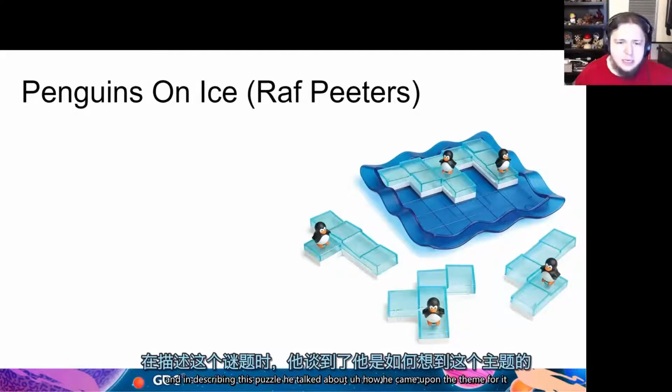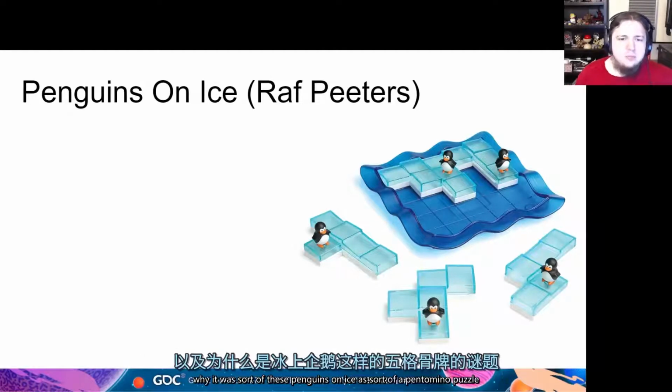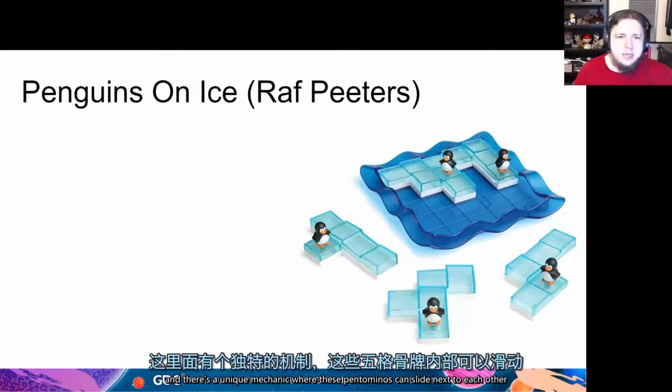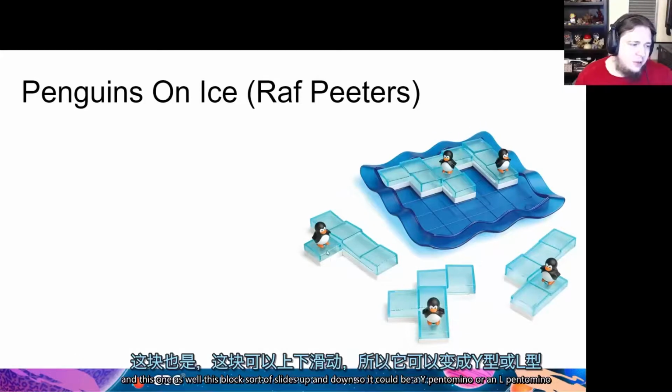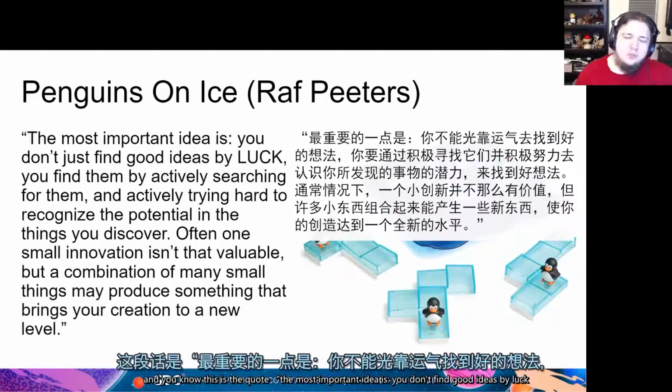And in describing this puzzle, he talked about how he came upon the theme for it, why it was sort of these penguins on ice as sort of a pentomino puzzle. And there's a unique mechanic where these pentominoes can slide next to each other. So that polyomino can go from an F pentomino to a P pentomino to a W pentomino, as these two blocks up top slide over here and over here. And this one as well, this block slides up and down, so it could be a Y pentomino or an L pentomino. And this is the quote.